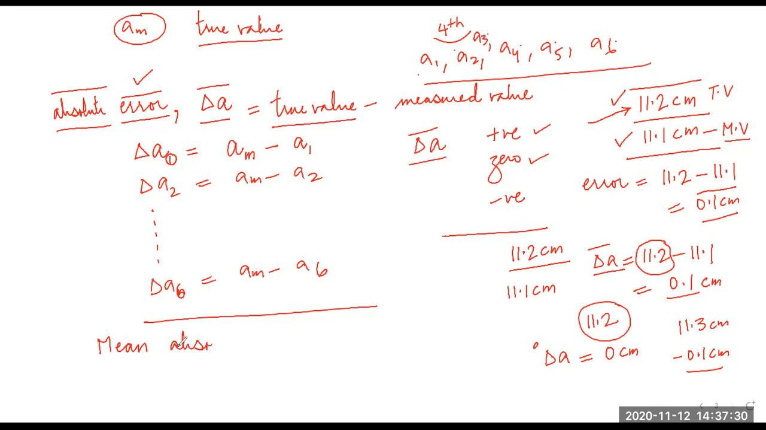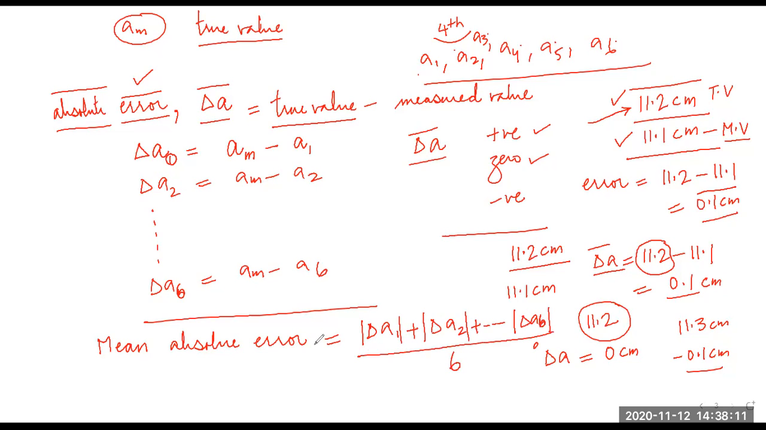Mean absolute error. First I talked about absolute error. Now the mean absolute error, students. Delta A1 was the absolute error in the first measurement. I will take the modulus of this. Modulus of something is always positive. Then I will write delta A2, the absolute error in the measurement of the second student, and so on up to delta A6, divided by 6. That means the mean of absolute error is known as mean absolute error, represented by delta A mean. This is very, very important, delta A mean.